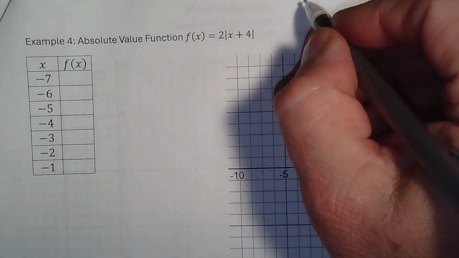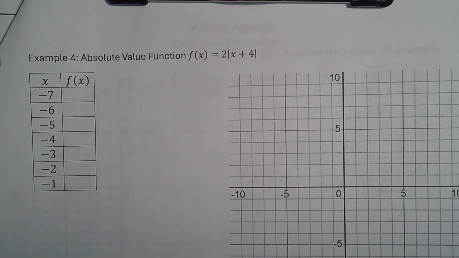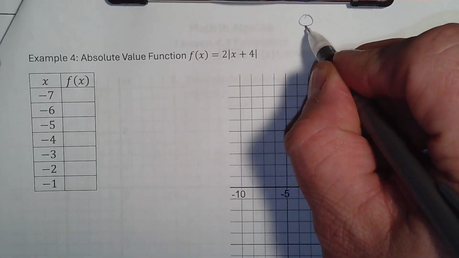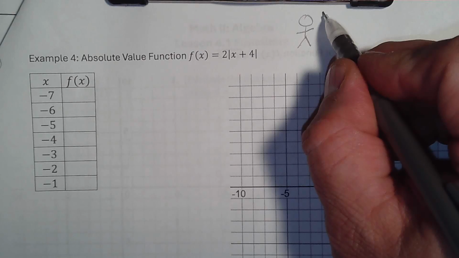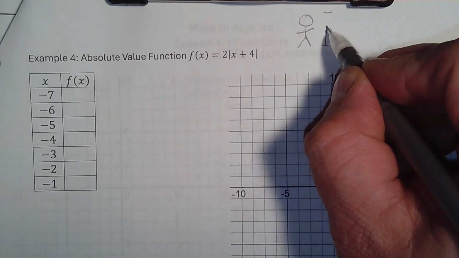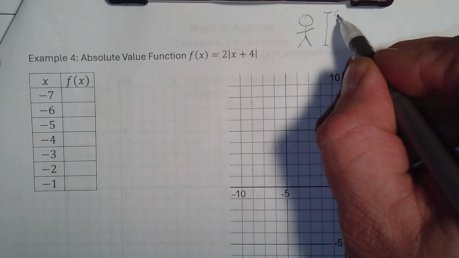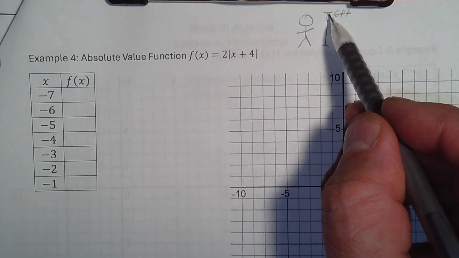So let's say we had a person. You're going to be blessed with my fine artwork here. Here's our person. And let's say we wanted to measure the person's height. So I take a tape measure from the ground and I go up and I bring it up even with their head. And let's say it says 6 feet tall. So this person is 6 feet tall.